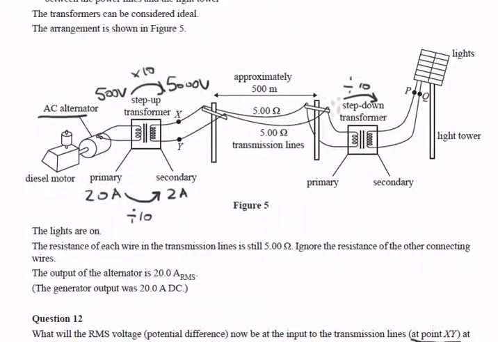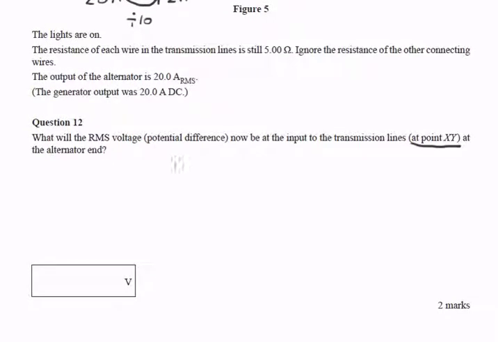So we've already done that. It's at that point there, 5,000. So that was pretty easy. 500, and then we times it by 10 to get the 5,000 volts RMS. 5,000.